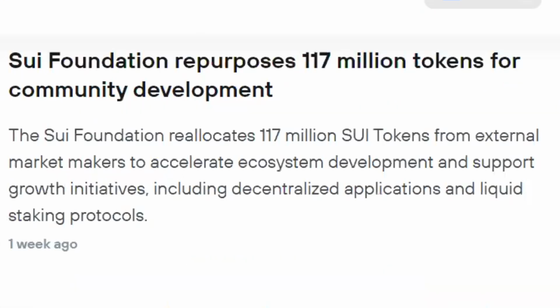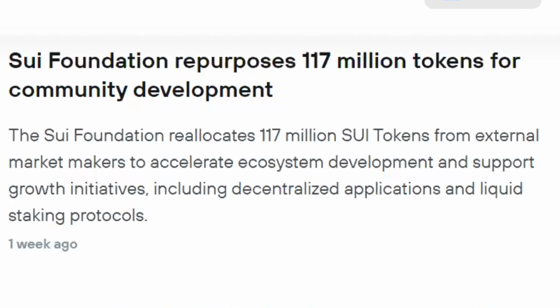And also in crypto news, the foundation is repurposing 117 million tokens for community development. So they're going to use those tokens probably for external market makers to accelerate ecosystem development and support growth initiatives. So they're looking at just investing in themselves and the company and growing it, which is always a good thing.